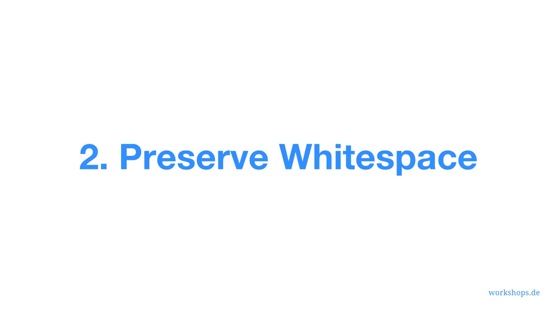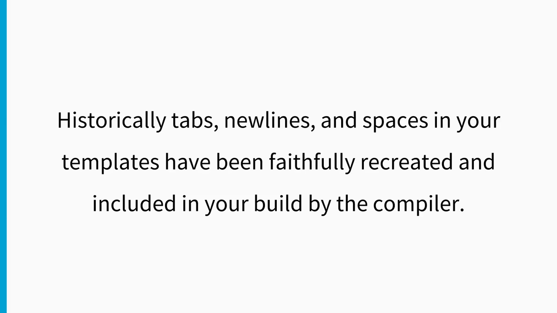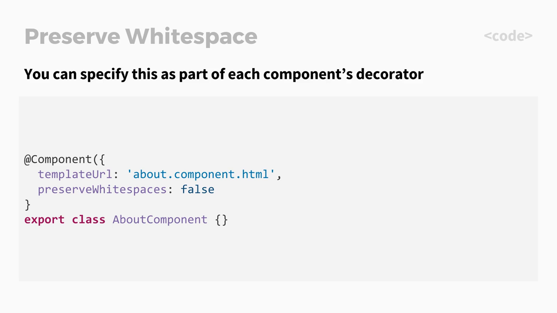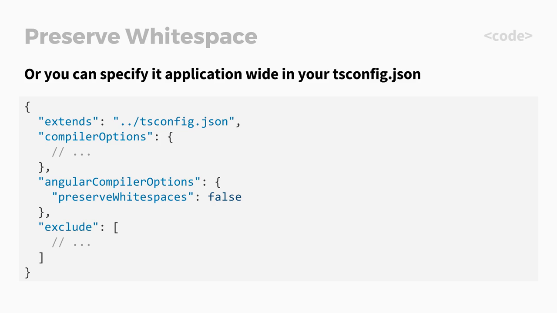The next compiler improvement is called Preserve Whitespace. Historically, tabs, new lines, and spaces in your templates have been faithfully recreated and included in your build by the compiler. You can now choose whether or not to preserve whitespace coming from your components and your application. You can specify this as part of each component's decorator. The default value is false. Or you can specify it application-wide in your tsconfig.json, where it also currently defaults to true. In general, the component-level specifications override application-wide specifications.